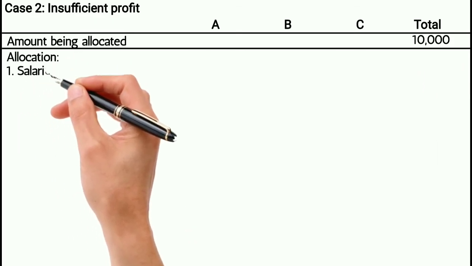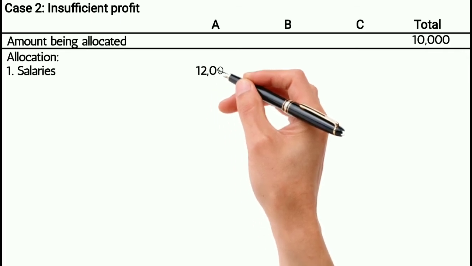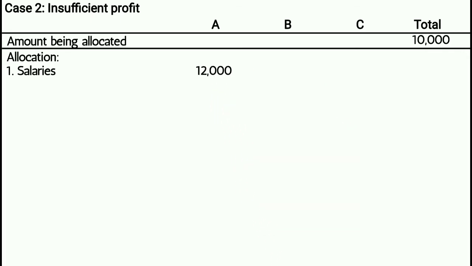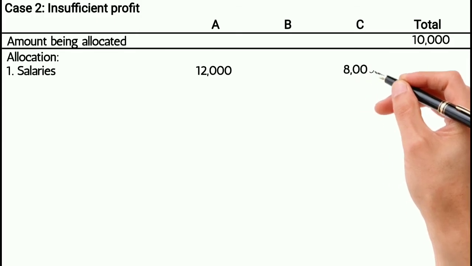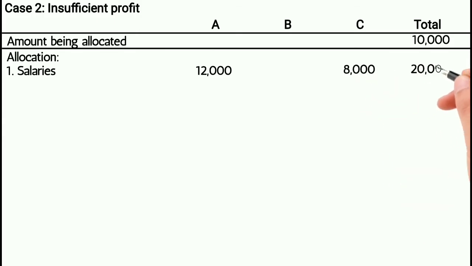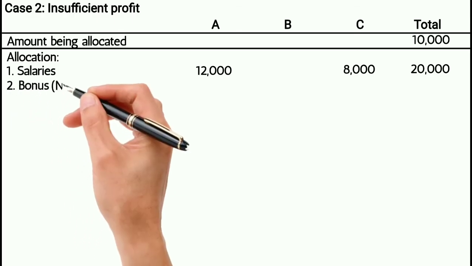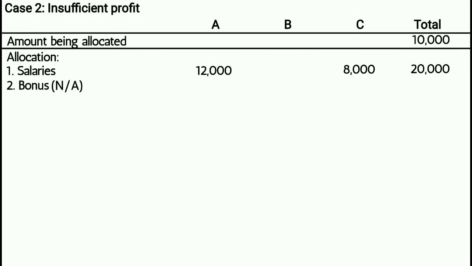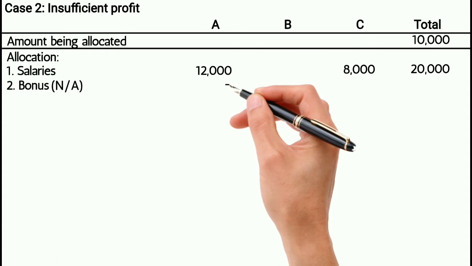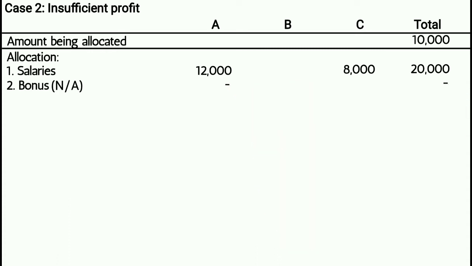Let's start with salaries. Ang annual salaries ni A ay 12,000 pesos at ang annual salary ni C ay 8,000 pesos. All in all, 20,000 pesos. Next, bonus. In this case, the bonus is not applicable. Why? Kasi kung ibabawas natin yung 20,000 pesos sa 10,000 pesos, ang result ay negative 10,000 pesos. Recall that the partners are not entitled to bonus if the partnership incurs a loss.